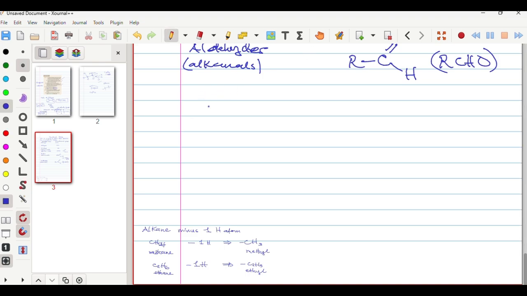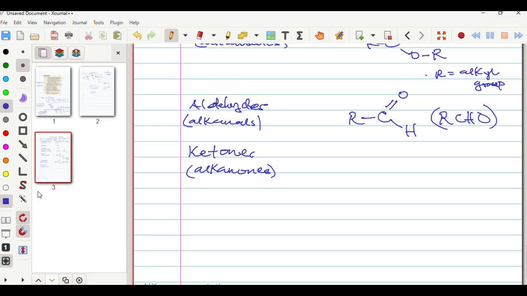So we had to look at aldehyde, and the next is alkanone, or ketone. Ketone is the common name. The IUPAC name is alkanone, O-N-E. I repeat, for aldehyde it is alkanal, and this one is alkanone. So it means this formula will be very similar.